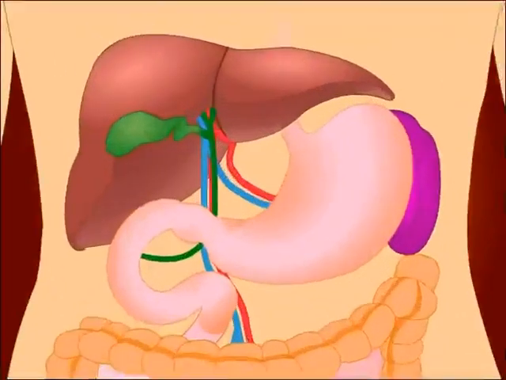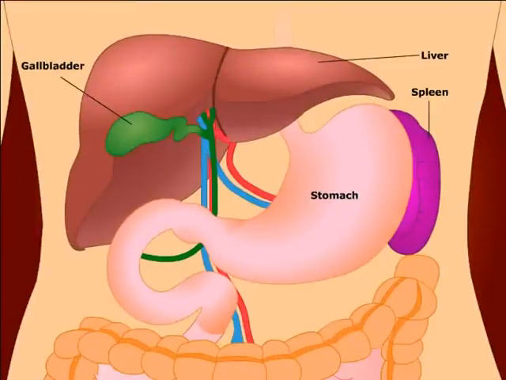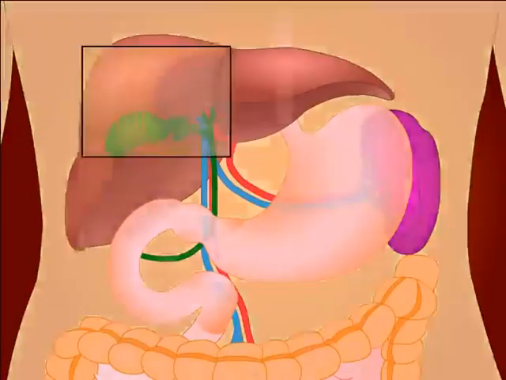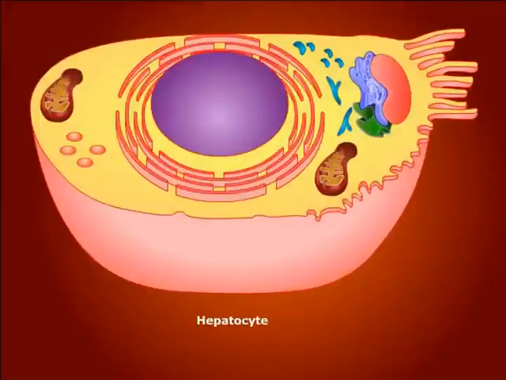Let's zoom in on the liver, and further to a hepatocyte. The first and last steps of heme synthesis occur in the mitochondria, while the steps in between occur in the cytoplasm. Let's zoom in to a mitochondria.